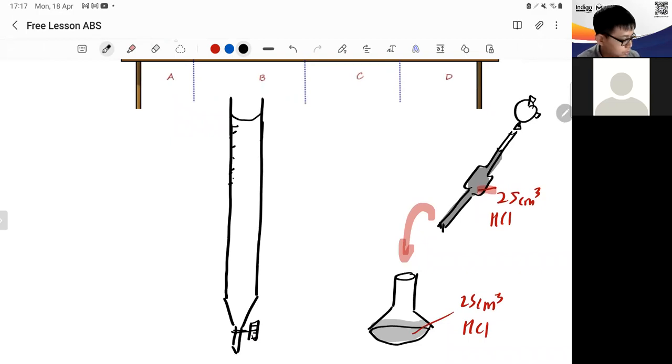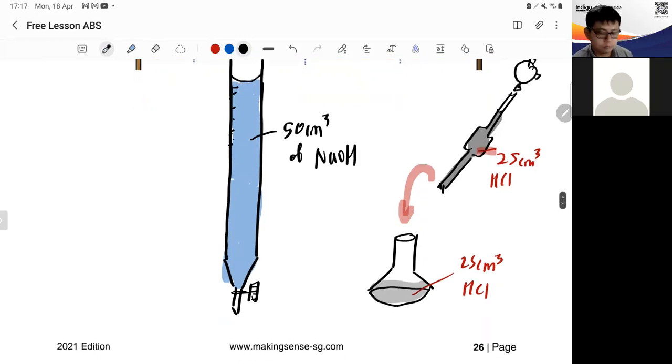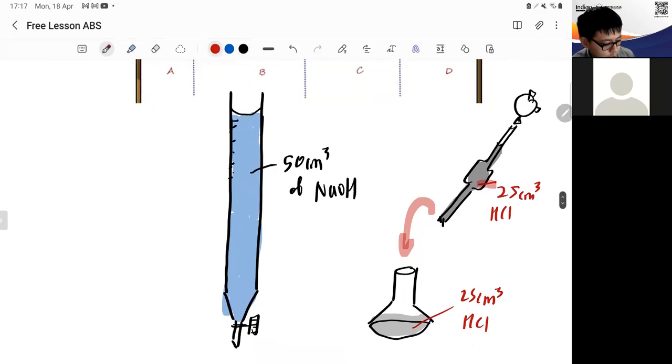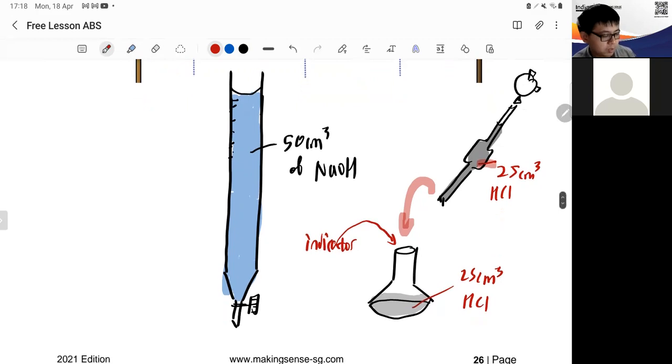Let me change color. Maybe blue, just to differentiate the two. I'm going to fill it up to the max, 50 cm cube of maybe NaOH. I haven't finished. I'm going to put some indicator inside. I'll talk about indicators later in today's lesson. Maybe with the indicator there's a color change. Let's assume there's a color change, maybe to red.